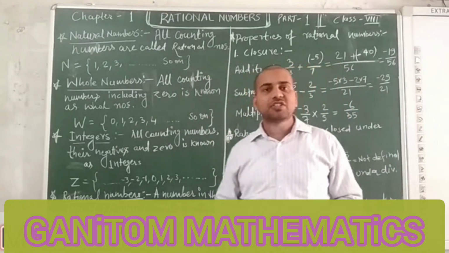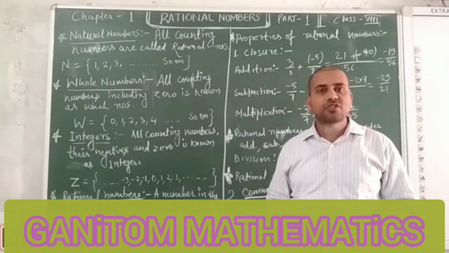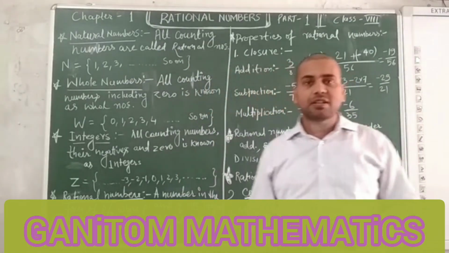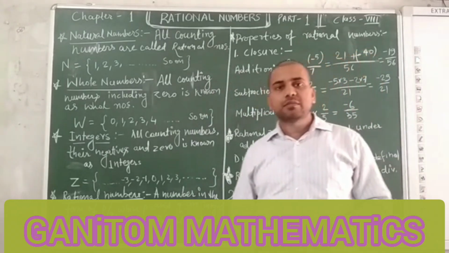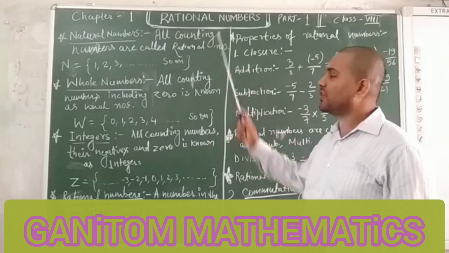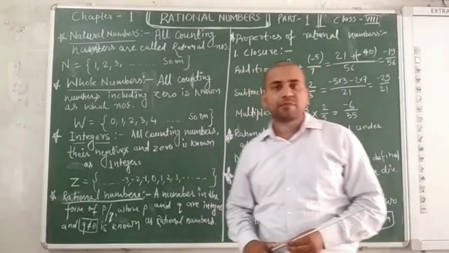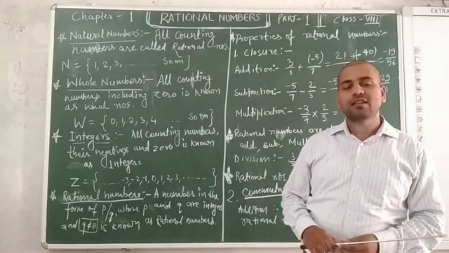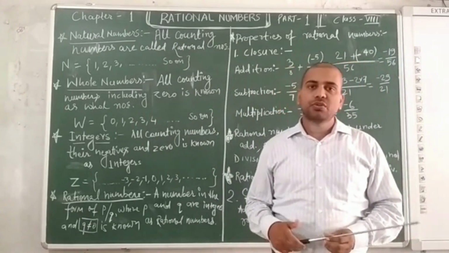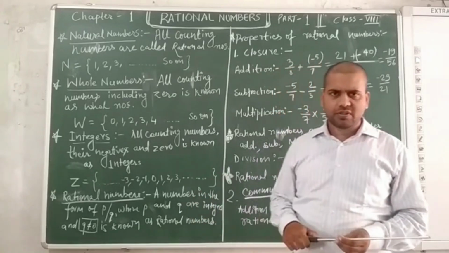First topic is natural numbers. Dear students, what are natural numbers? All counting numbers are called natural numbers. Okay? And it is represented by capital N. And that set of numbers is 1, 2, 3, 4, 5, 6, 7 and so on.